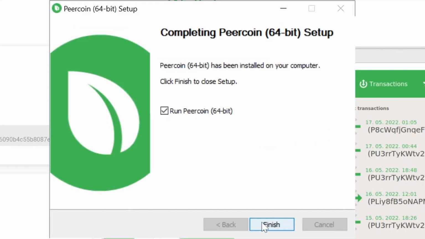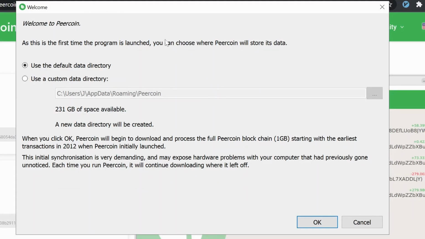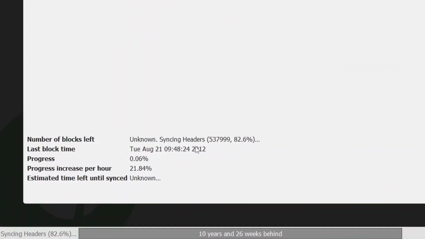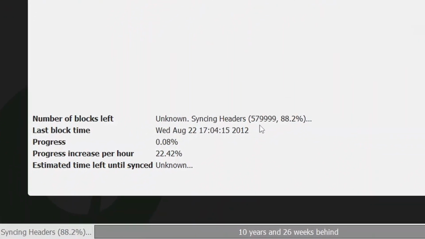Once complete, open the wallet to start the syncing process. You should only need a little over a gigabyte to download the Peercoin chain. Once open, the wallet should begin the syncing process. Because the chain is small, this should take very little time.